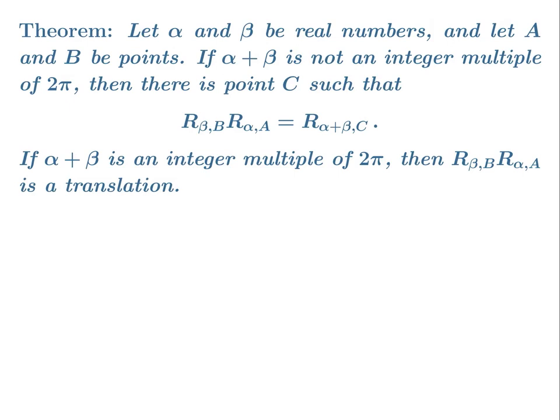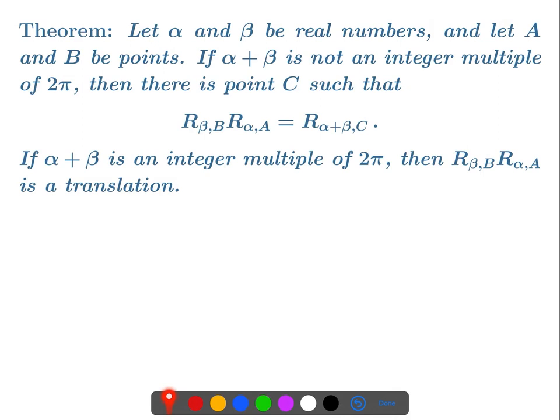So in this lecture, I'm going to be giving some examples of this theorem. The theorem is that if we have two angles, alpha and beta, and we're rotating around two points, A and B respectively, then the product of these two rotations is the same as a rotation about some point by alpha plus beta, unless alpha plus beta is an integer multiple of 2 pi. And in that case, it's a translation.